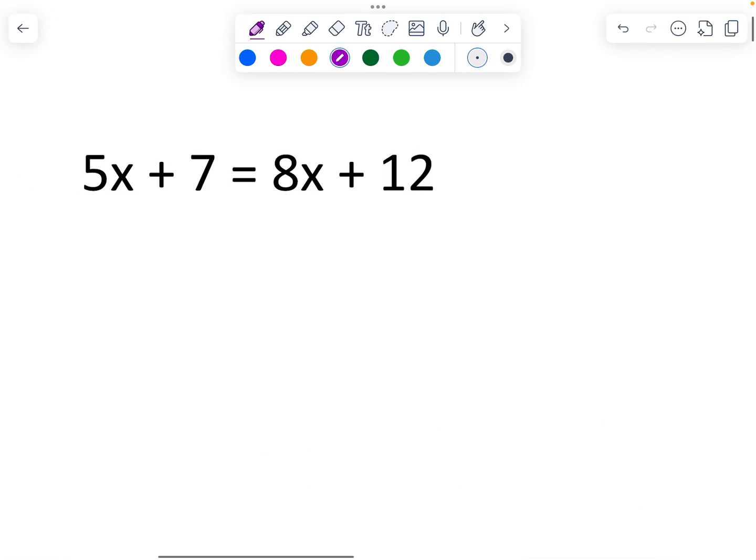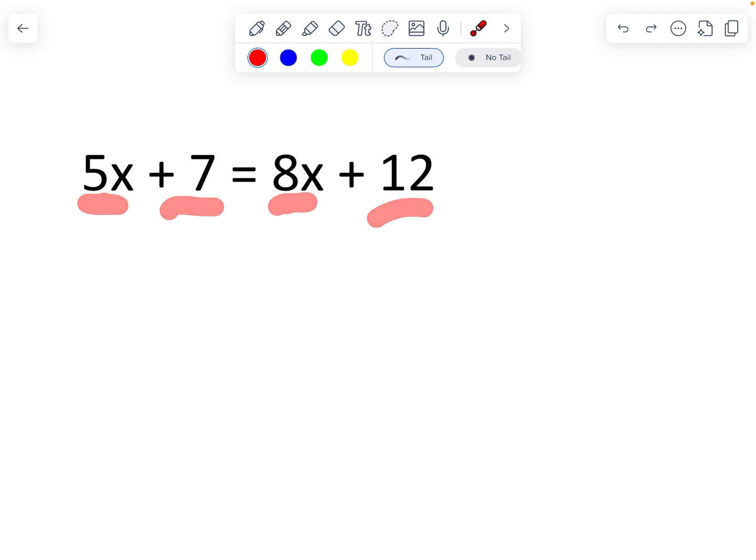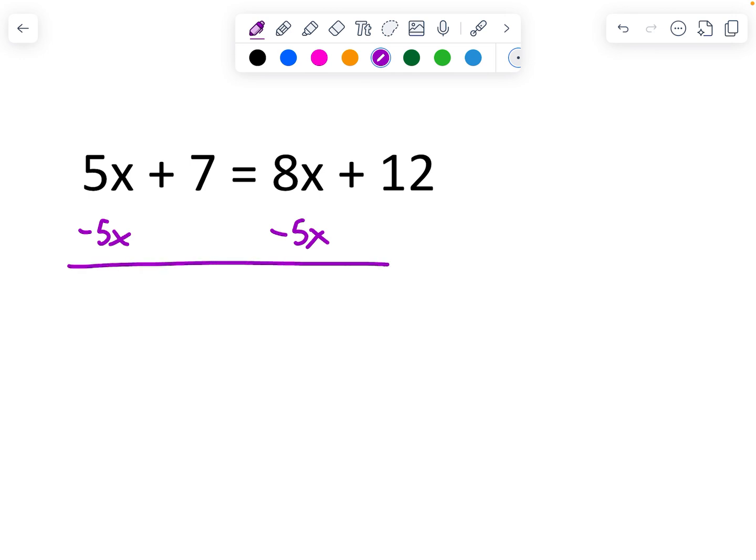Number one, we are solving for x. There's various first steps you can do, but basically you've got to subtract one of these things. So you can subtract 5x, you can subtract 8x, 7, or 12, it doesn't matter. I'm going to subtract 5x from both sides because I like to keep my x positive. So if I do that, I get 7 equals 3x plus 12.